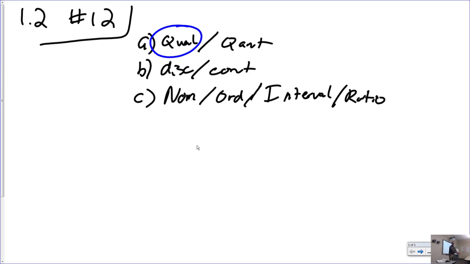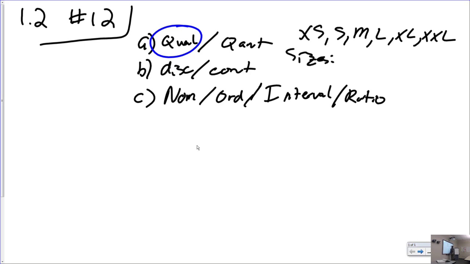So these are the sorts of things where this is a purposefully vague question, which is why I was really glad you asked it. This is the one I make a student do in class, and then I start asking those sorts of questions. What do they mean by sizes of t-shirts on sale? If they're talking about small, medium, large, extra small, extra extra large, etc., those are categorical, right? They are qualitative.